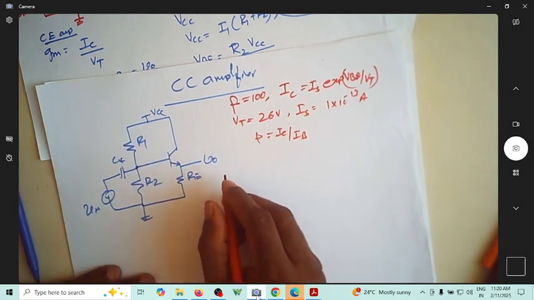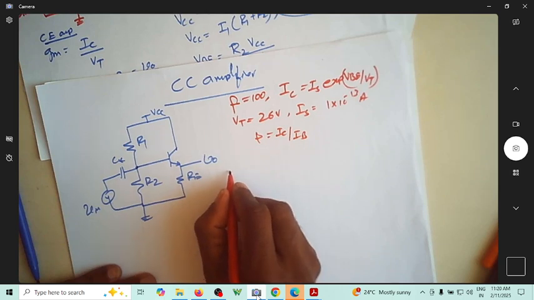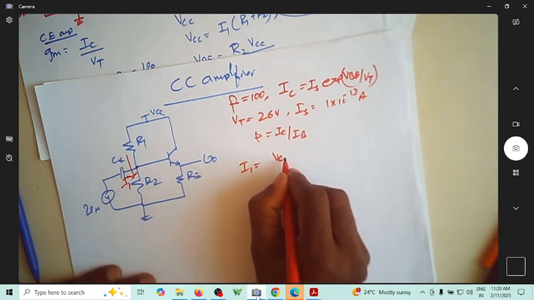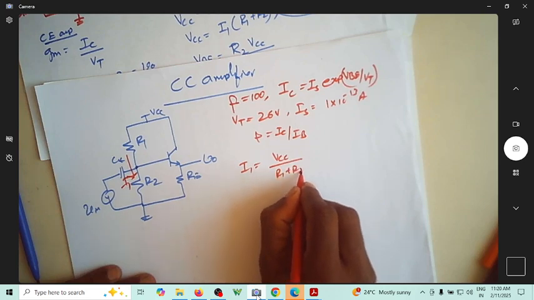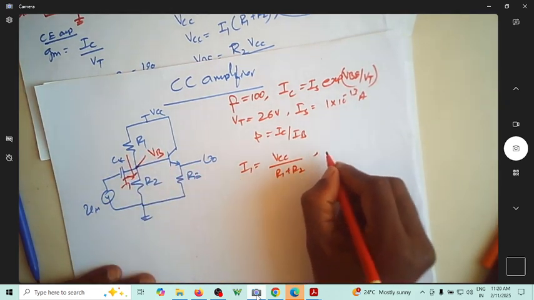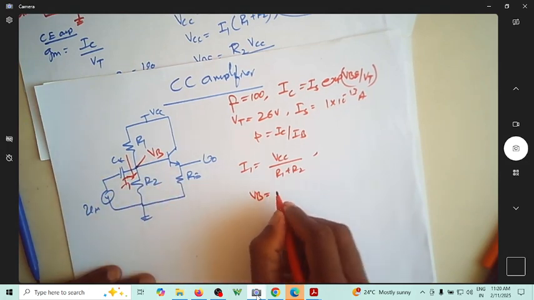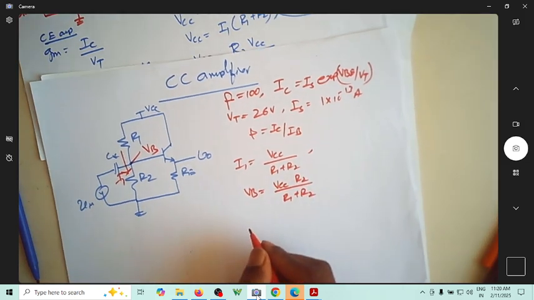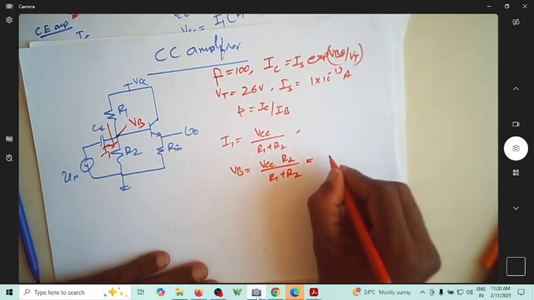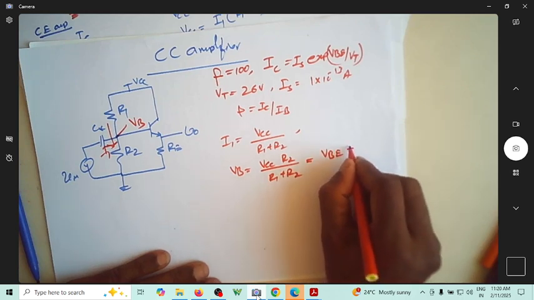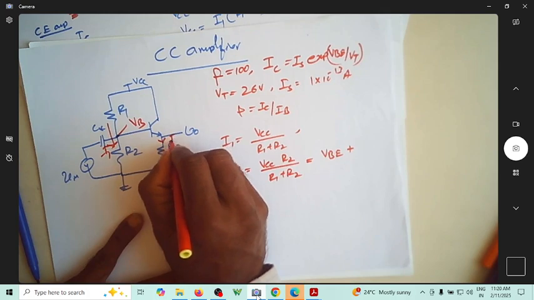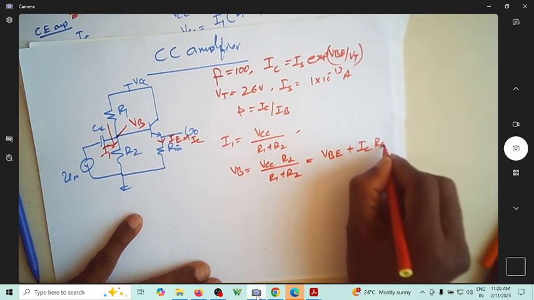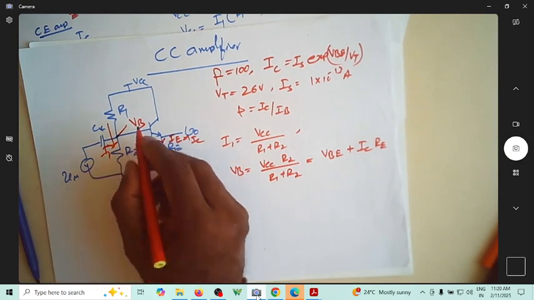And for the circuit, suppose you consider this is current I1. Then I1 is equal to VCC by R1 plus R2. If you consider the voltage at the base, VB is nothing but VCC R2 by R1 plus R2, and that is also equal to VBE plus, suppose this is the current IE, which is equal to IC, IC into RE. This is VB.